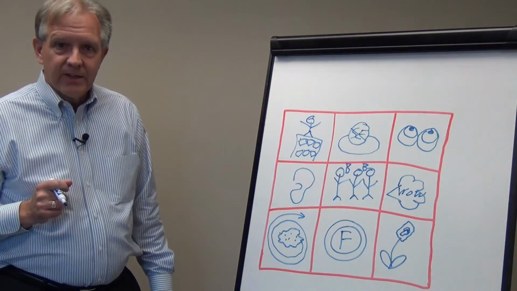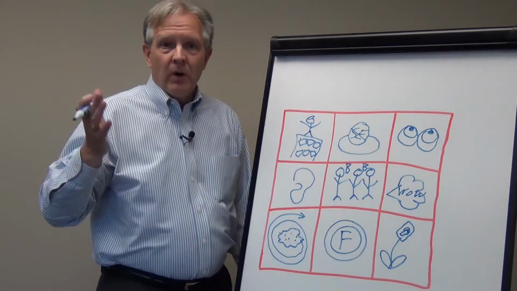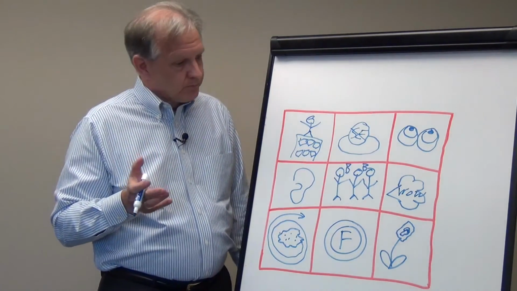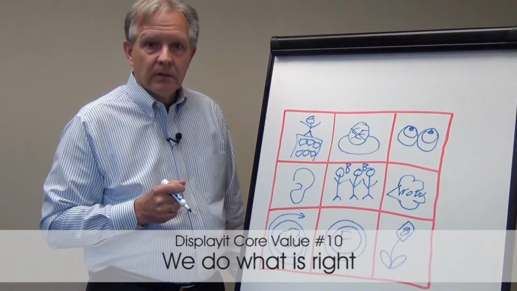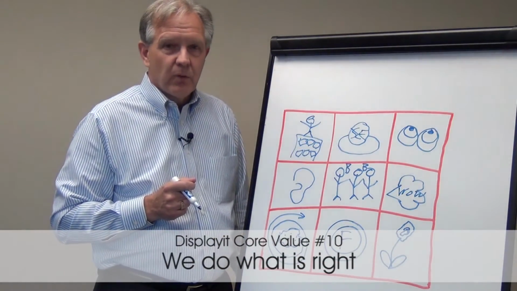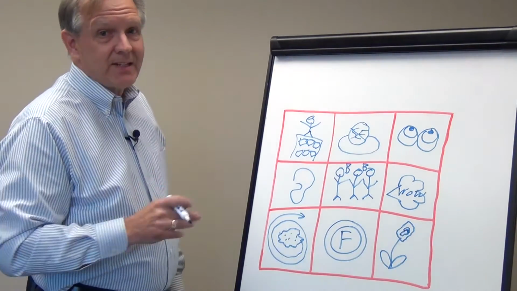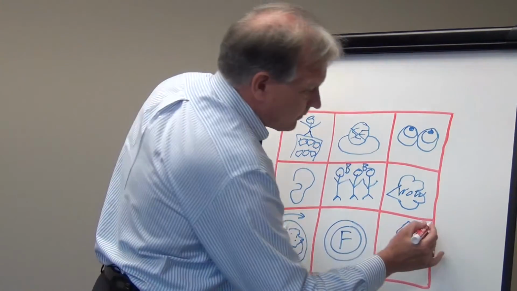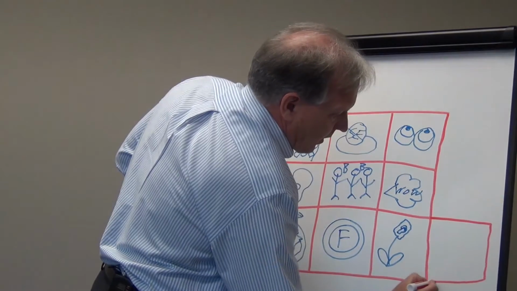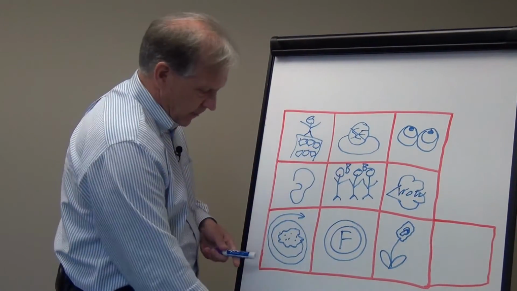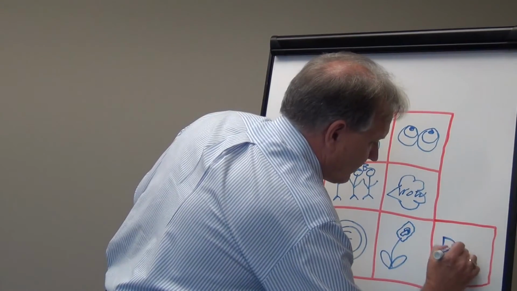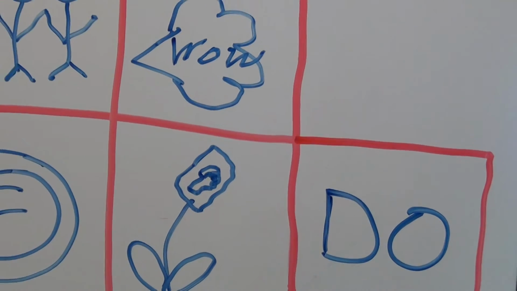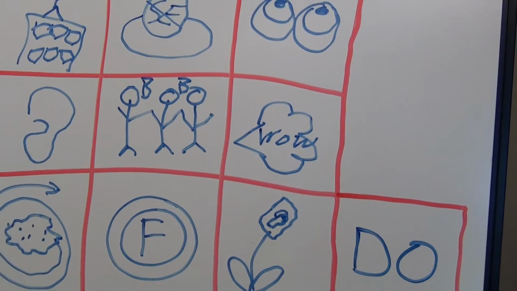But wait a minute, that's only 9, isn't it? And I've used up all my window panes. What am I going to do? We need to do something. Well, our 10th core value is what? We do what is right. Well, let's see. Right, we do what is right. Well, I guess what I'm going to have to do is add a 10th window pane in the correct marker color. And I'm just going to put it out here. Why? Because this is the right side of our window pane. And because we always do what is right.